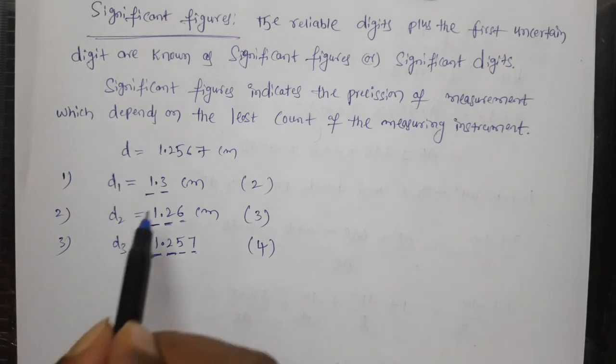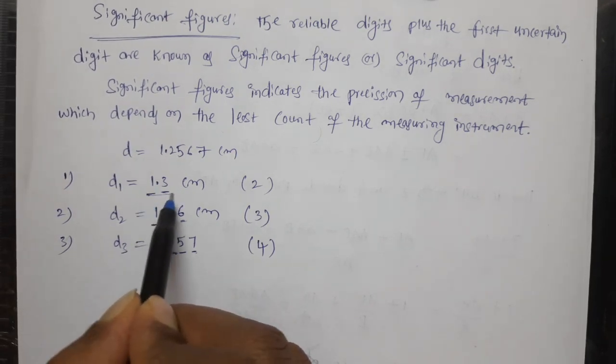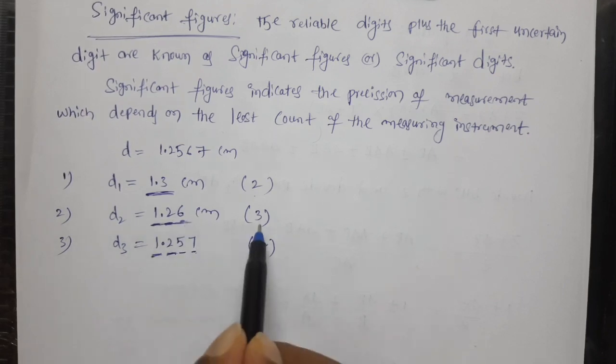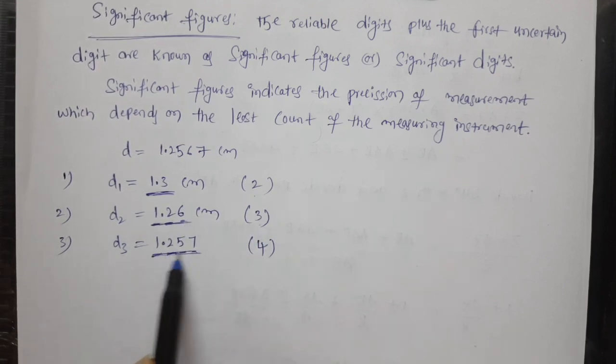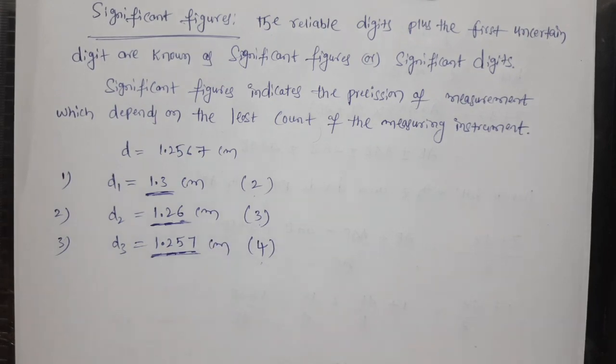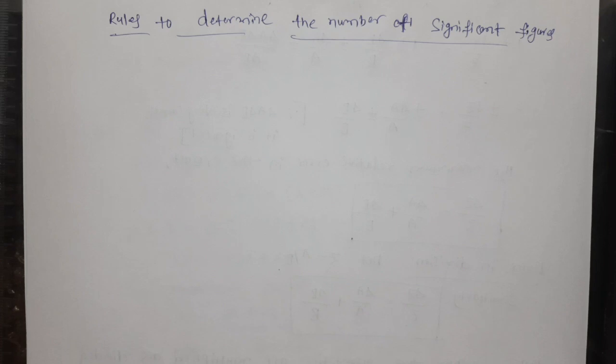That means this number has how many significant figures? 2. This number has how many? 3. This number has how many? 4. So all are in centimeters. So this is the way we determine significant figures or significant digits. Now let us see the rules to determine the number of significant figures.